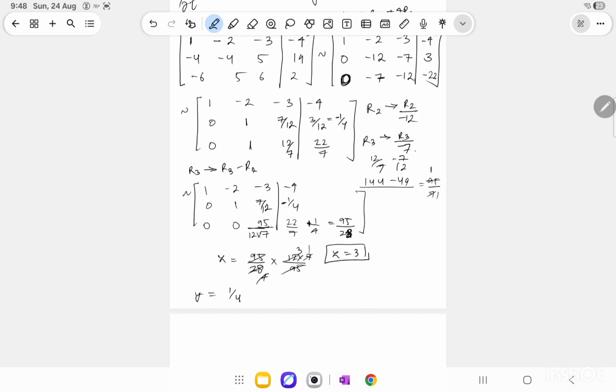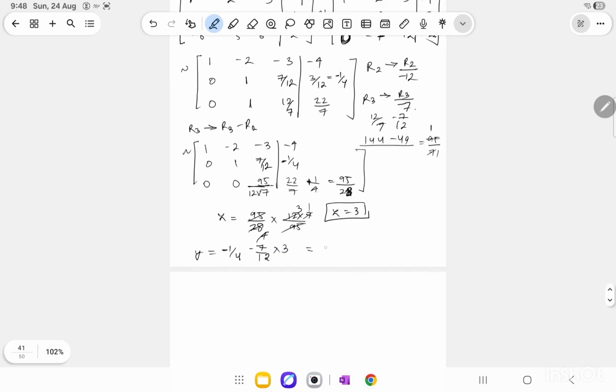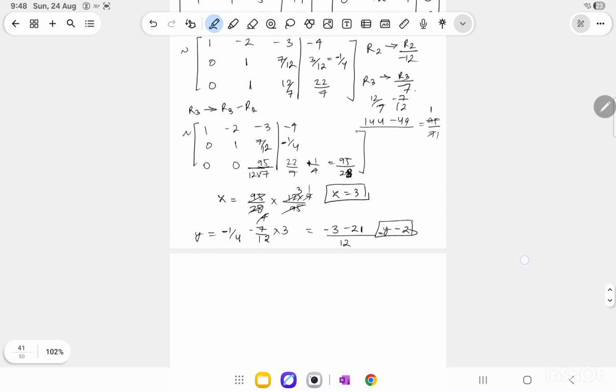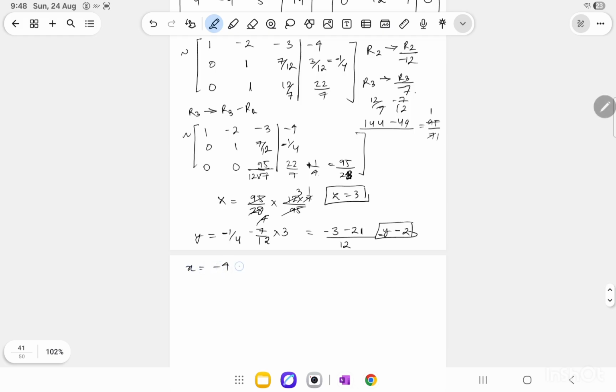It is minus 1 by 4, minus 1 by 4 minus 7 by 12 into 3, which is basically equals to minus 3 minus 7 is a 21 by 12, which is minus 2. So I got my Y as minus 2, and from here I can calculate my X as minus 4 plus 2Y plus 3Z. So my X as minus 4 plus 2 into minus 2 plus 3 into Z as 3. So I got my X as minus 8 plus 9, 1. So my X is 1.